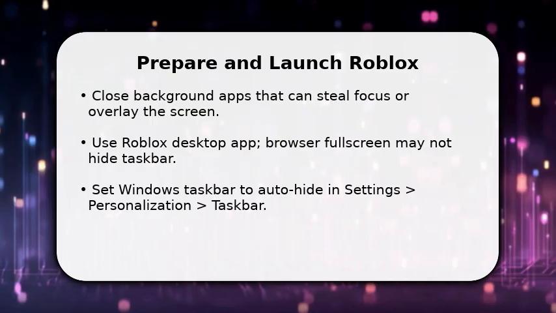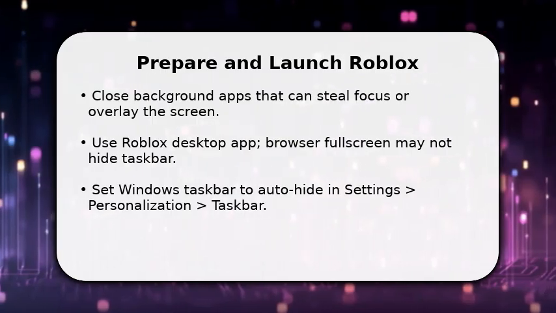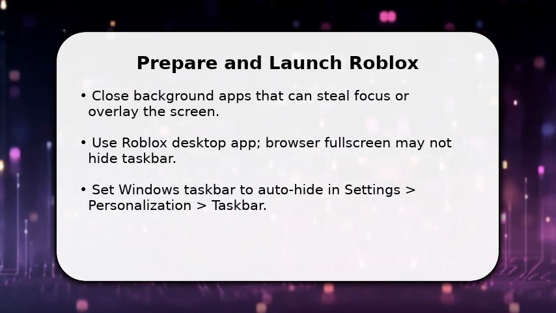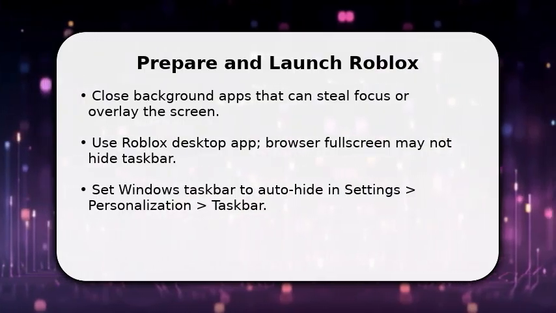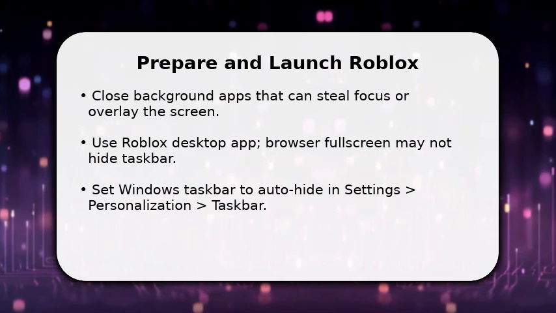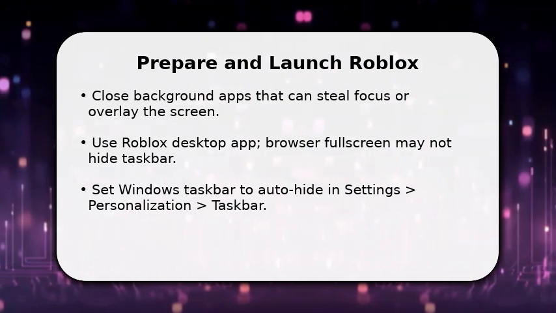Next, set the Windows taskbar to auto-hide in Settings, Personalization, Taskbar. This ensures the bar retracts when an app is full screen. Once done, launch your Roblox game in full screen mode and observe whether the bar disappears.